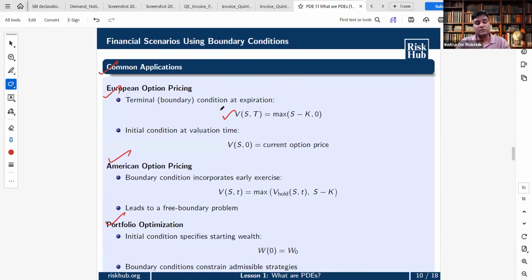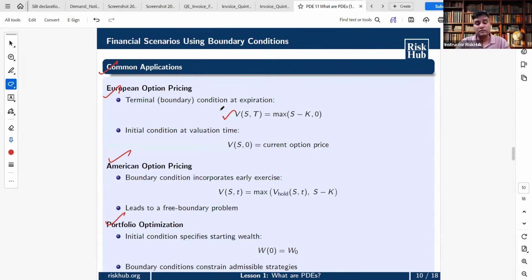Then we have American option pricing. The slide gives you V(S,T) equals the maximum of V hold (S,T) and S minus K, meaning at each point in time the holder either holds the option, V hold (S,T), or exercises immediately, S minus K, right? So V(S,T) is equal to max of your hold value, exercise value, which creates a free boundary problem. Why free boundary? Because the exercise boundary is not given in advance, the model must solve it.